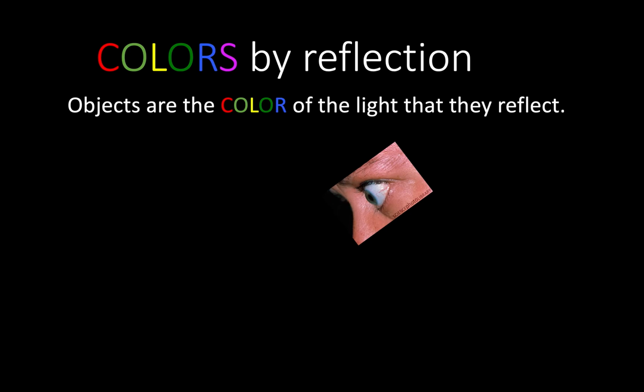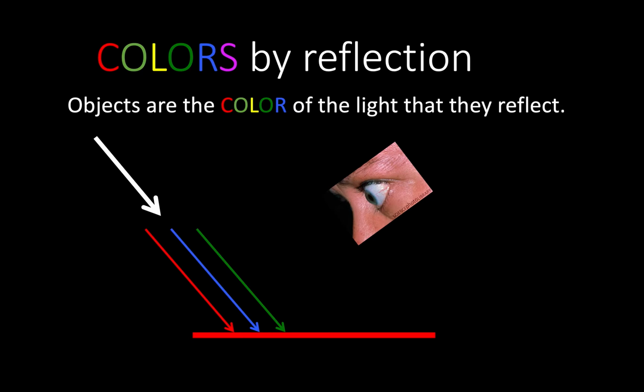So colors by reflection. Objects are the color of the light that they reflect. Like here's a red object, a red sheet of paper. White light is actually made up of red, green, and blue, or the whole rainbow. You only need these three colors. And this paper appears to be red because the pigments or dyes in this paper absorb blue and green and reflect red. So this paper is red because it reflects red to your eyes.